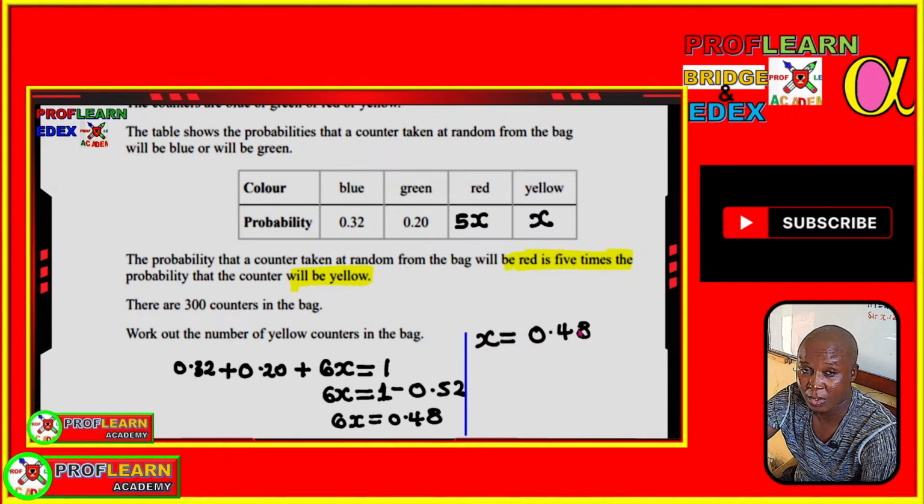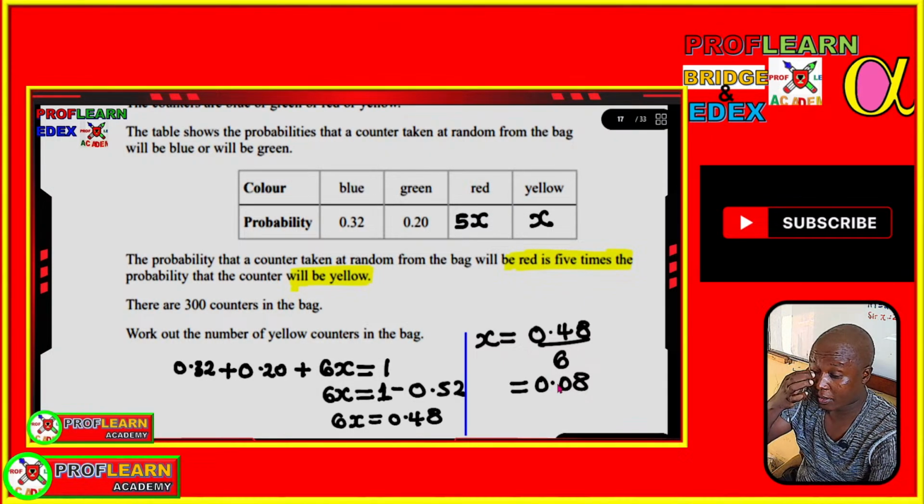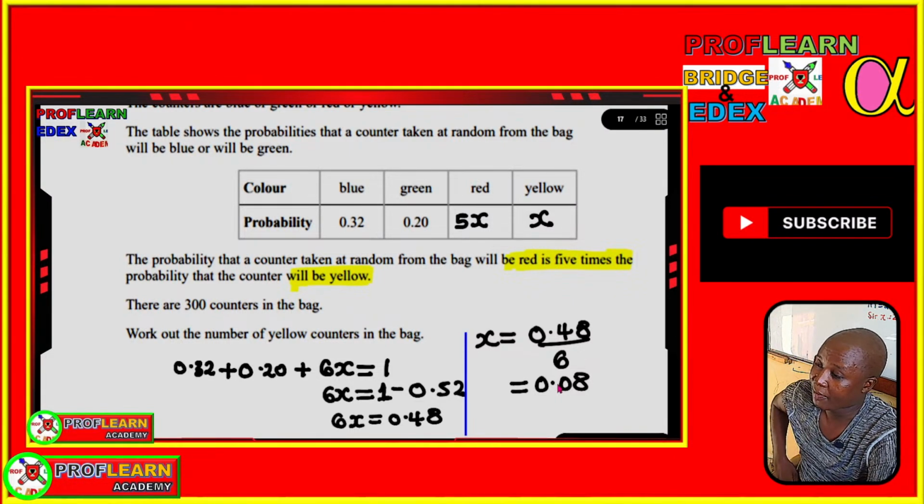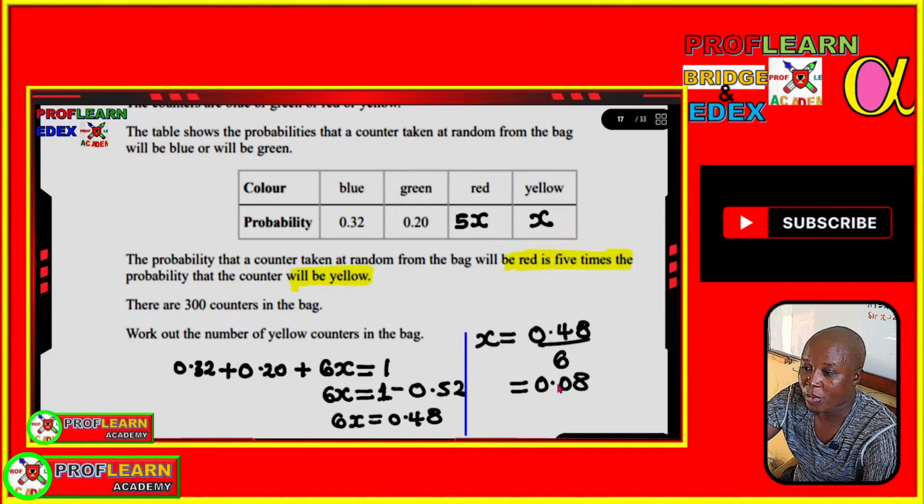Having that x is equal to 0.48, you ought to remember that the probability we are working with is for yellow, and there are 300 counters. So in order to find the number of yellow counters, we are going to say, okay, this yellow is going to be 0.08. Divide, of course there was 6 there, and then the probability for yellow is 0.08.